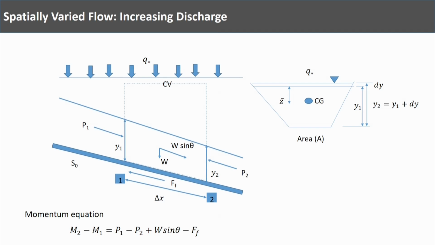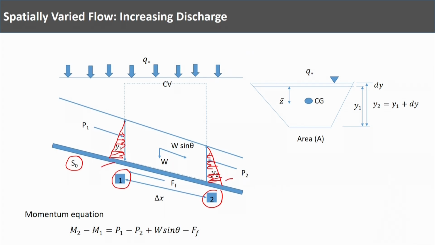This figure shows a channel. The bottom slope of the channel is S naught, and we are considering two sections, section 1 and section 2. The depth of flow at section 1 is y1 and that at section 2 is y2. This is the pressure at section 1, P1, and the pressure at section 2 is P2.